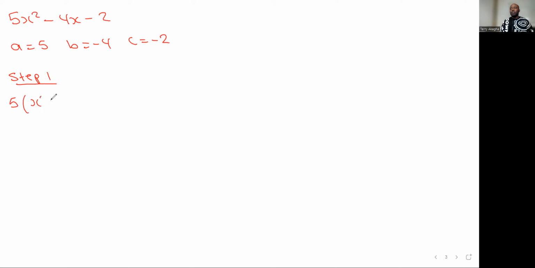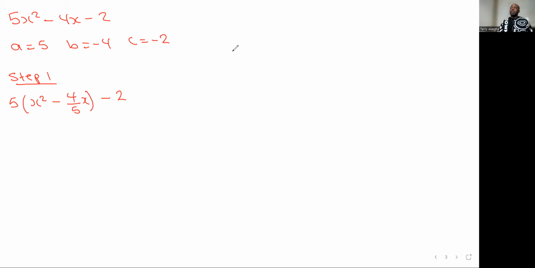So let's solve this question now. Let's assume we have 5x squared minus 4x minus 2. You can see here a is equal to 5, b is equal to minus 4, and c is equal to minus 2. Then step 1, we need to factorize. That means you divide by the coefficient of a. So it's going to be 5 into bracket x squared minus 4 over 5 x minus 2. Are you seeing it? You just divide by the coefficient of a.